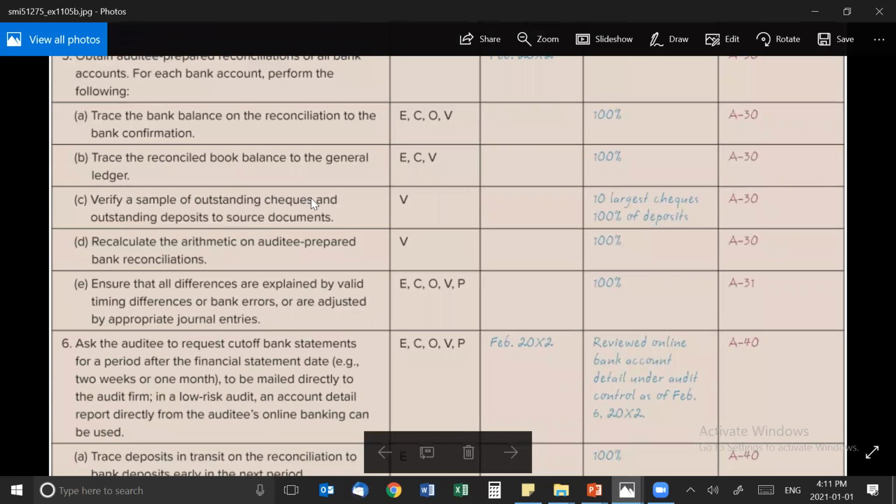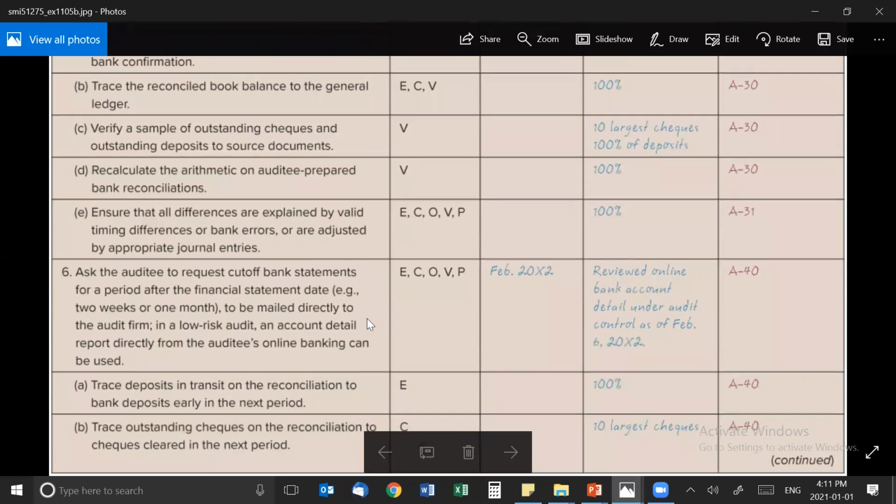Sample outstanding checks and outstanding deposits. So they did a sample. They did the 10 largest checks. Right? So it's basically all the types of procedures that we have to do, and what is it related to? Is it related to existence, valuation? So when you're recalculating something or figuring out if the amounts are correct, it would be valuation, for example.